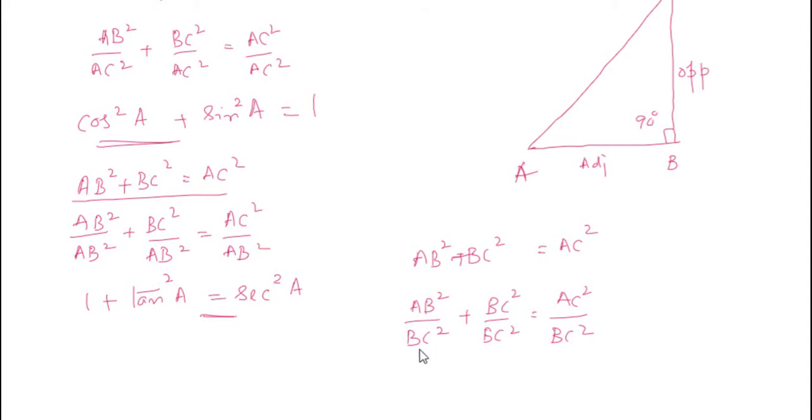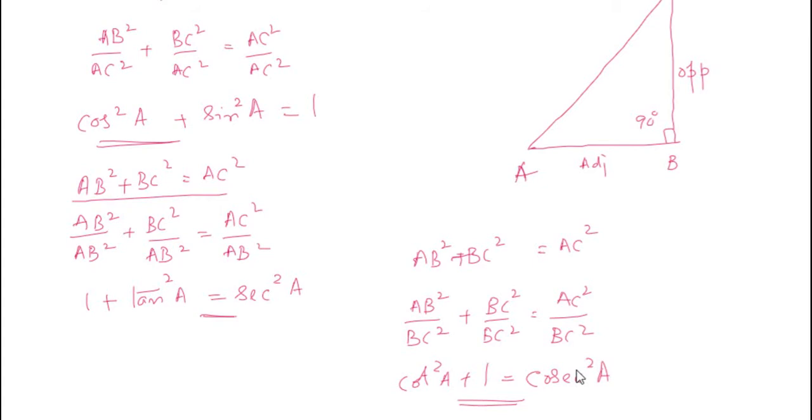Now AB by BC whole square, AB by BC, adjacent by opposite side, whole square, so that is nothing but cot square. So cot square of angle A plus BC square by BC square, that is 1, is equal to AC by BC whole square. BC by AC is sin A, therefore AC by BC is cosecant A, so square of that, it is cosecant square A. So this is the third identity.